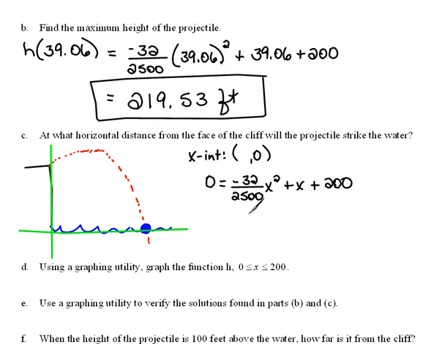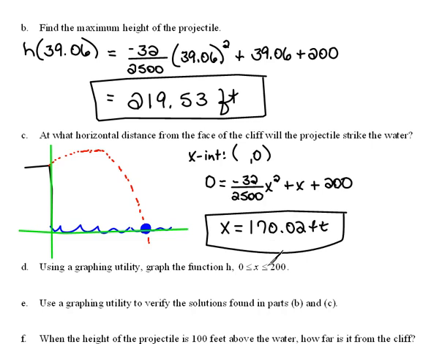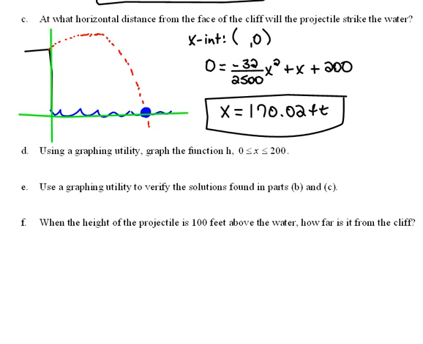Okay, in this last problem here, part C, we used our calculator to find that the projectile hits the water at 170.02 feet out from the cliff, from the base of the cliff. Now we're going to continue this on and do one more part of this, which is part F.